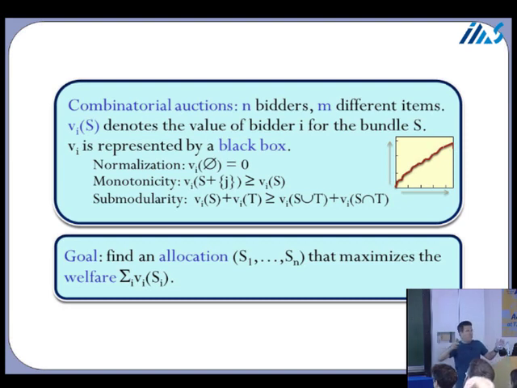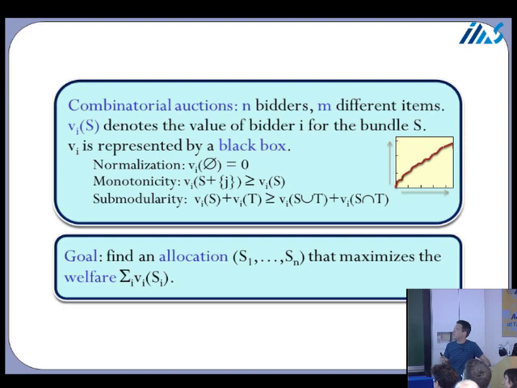The v_i might be quite a large object. In the worst case, we might need to specify a value for each one of the possible 2^m bundles. So we're going to assume in this talk that these valuation functions are given to us by a black box that we can query in a very simple way: what is your value for the bundle S, or what is your value for the bundle S prime? We're going to make three assumptions about the valuation functions. Two of them are standard. One of them is setting specific.